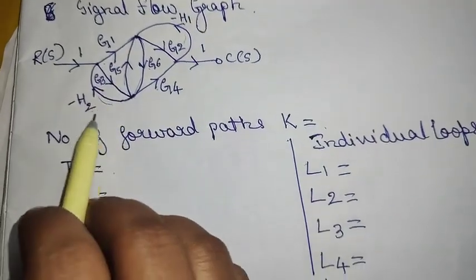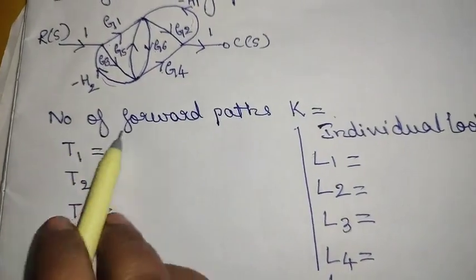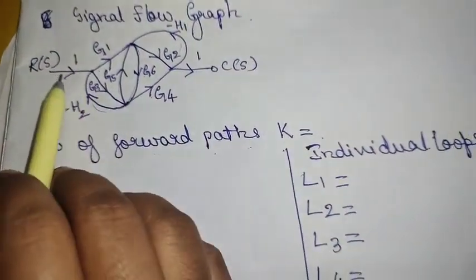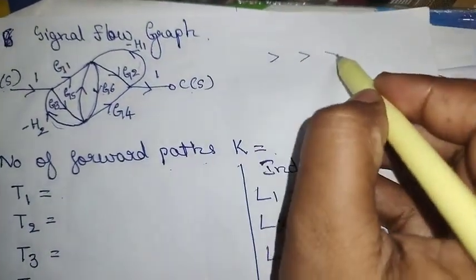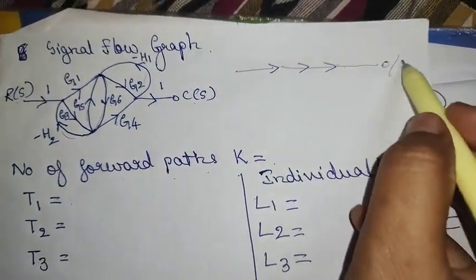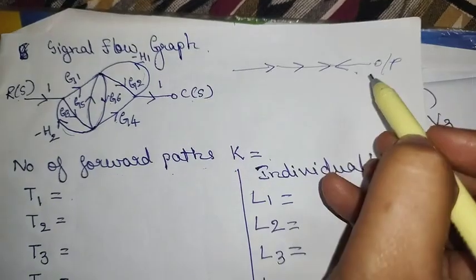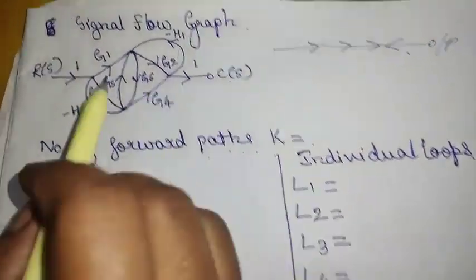Flow graph question. Whatever the given question, first you need to check the number of forward paths. Forward path means from input to output. The main thing, you observe the direction. If it is a forward input, it should be the same direction output. It should not be opposite. That is the main meaning of the forward path.